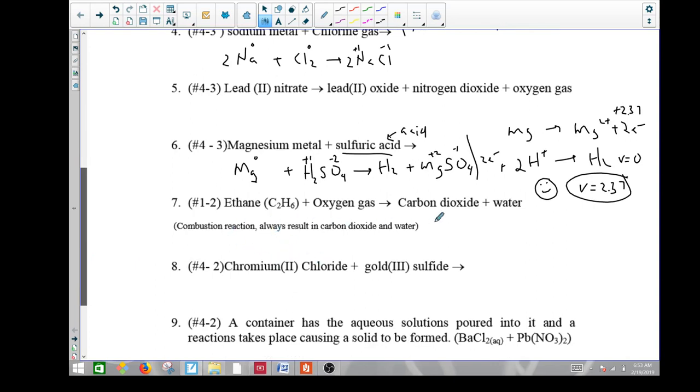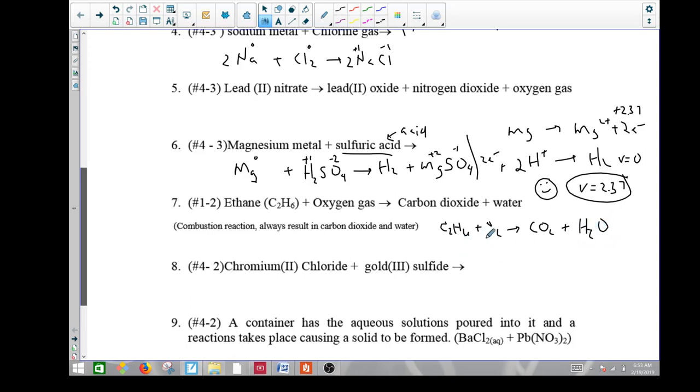All right, combustion reaction. Okay, again, we're getting the same products here. We have C2H6 plus O2 yields carbon dioxide, CO2, plus H2O. And then we've got to balance this.